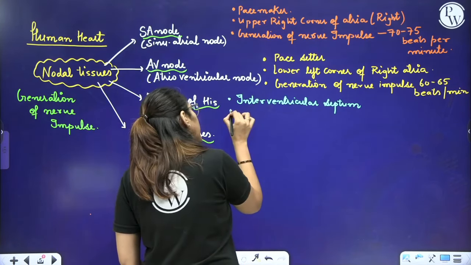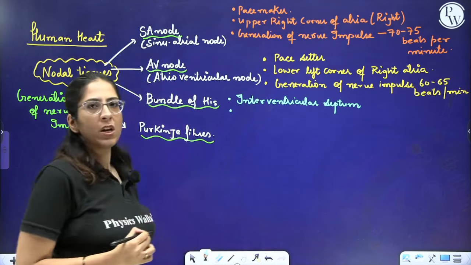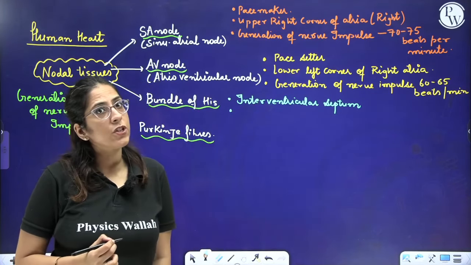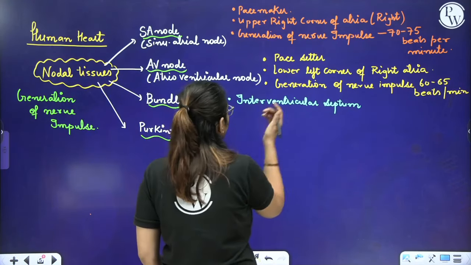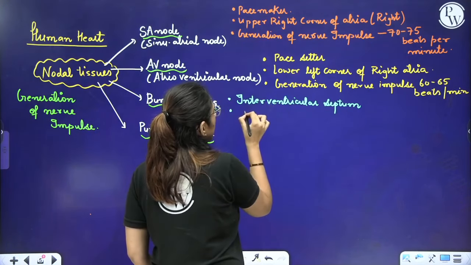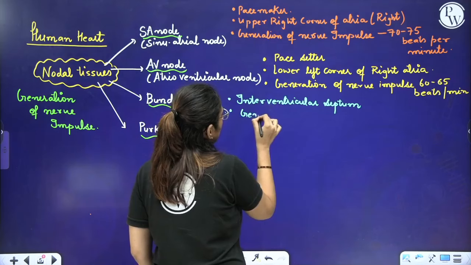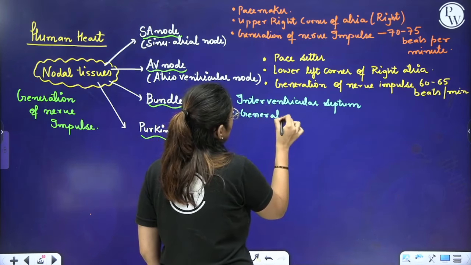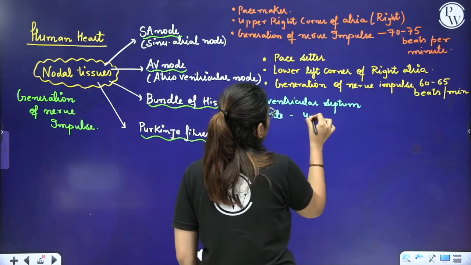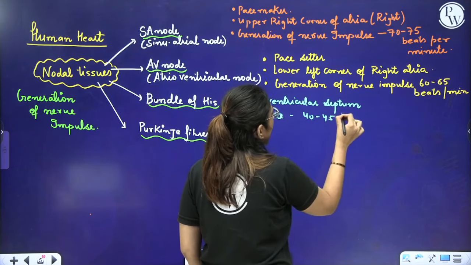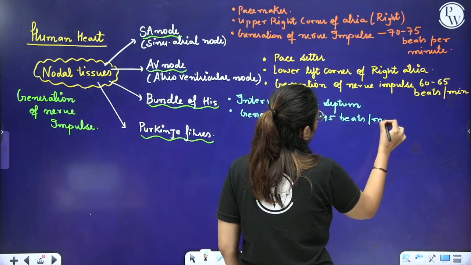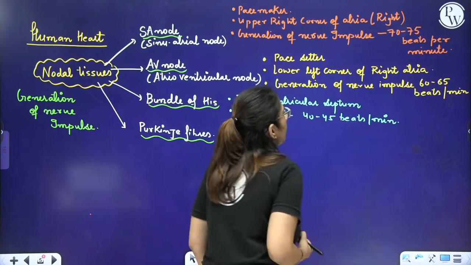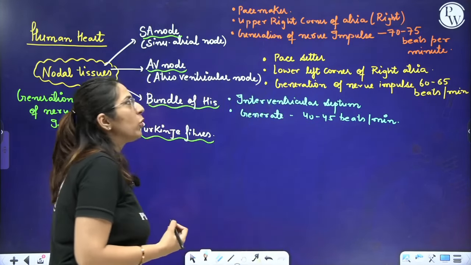Now, they are also responsible for the generation of nerve impulse. And you know what that is? That is around 40 to 45 beats per minute. Clear? Let's talk about the Purkinje fibers.